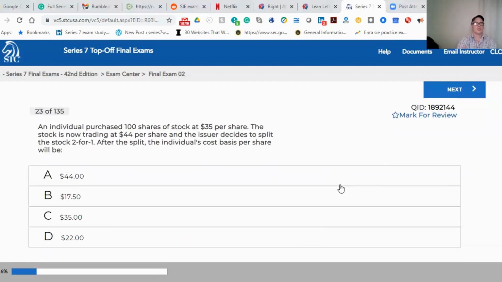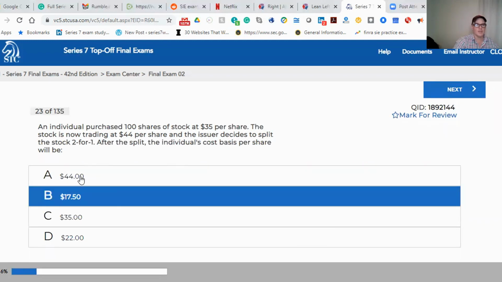An individual purchased 100 shares of stock at 35 a share. The stock is now trading at 44, and the issuer decides to split it 2 for 1. After the split, the individual's cost basis would be, I'm going to go with 17.50, because that's 2 for 1. I divide it in half, because this would be 200 shares at $17.50. Now, if it said my total cost basis, I would still go with 3,500. That's not a choice. So I'm going to go with 17.50. Because if you do a stock split, 2 for 1, 2 divided by 1, that's my multiplier. 2 times 100 is 200. 35 divided by 2 is 17.50. That better be the answer.